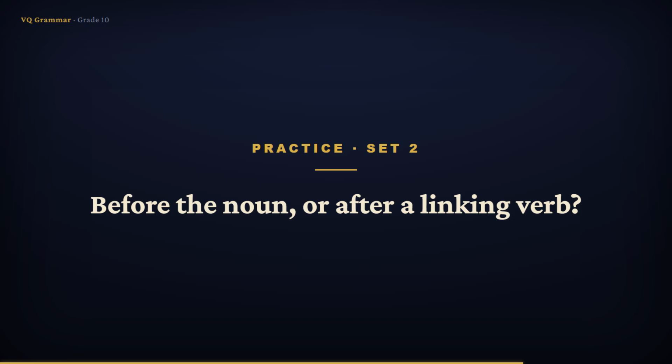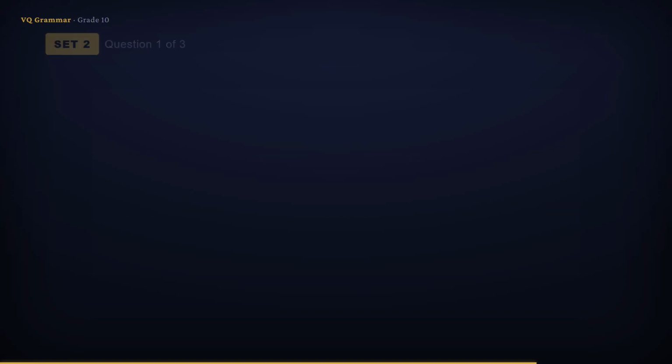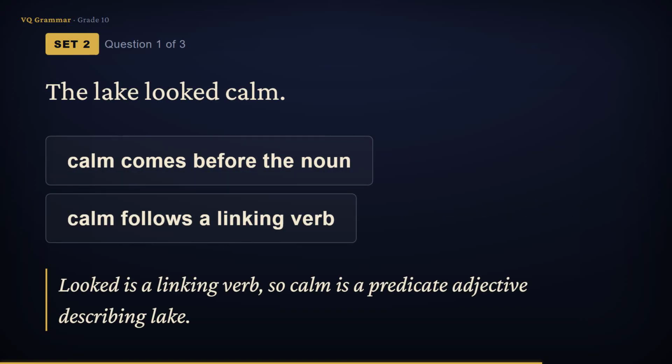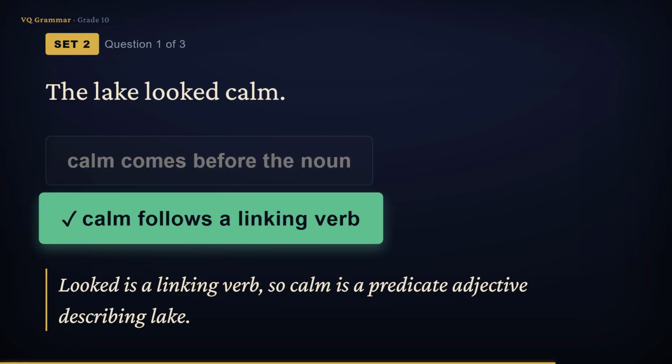But where is it standing? Decide whether it comes before the noun or whether it follows a linking verb as a predicate adjective. Pause and try each one before I answer. The lake looked calm. Where is calm sitting? Not in front of a noun. It comes after the verb looked, and looked is a linking verb, a bridge back to the subject. So calm follows a linking verb. It is a predicate adjective describing the lake.